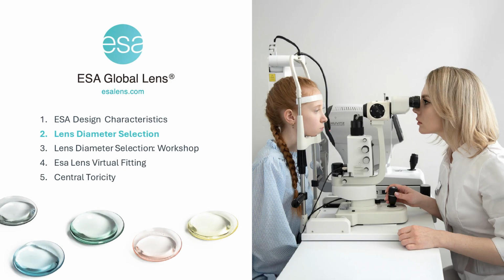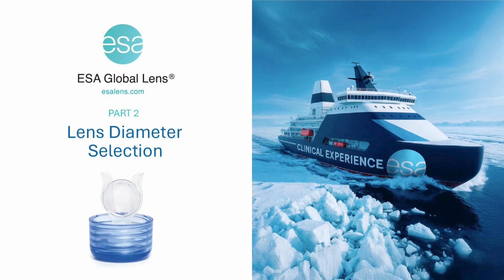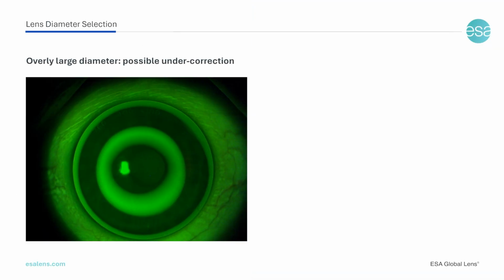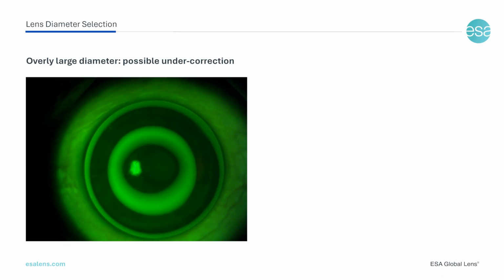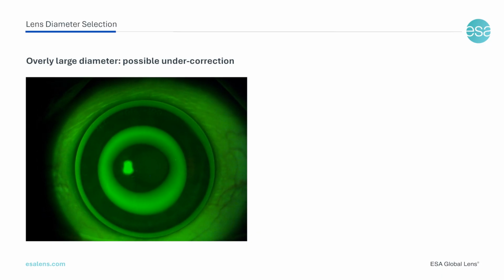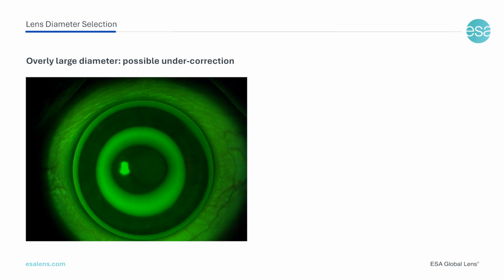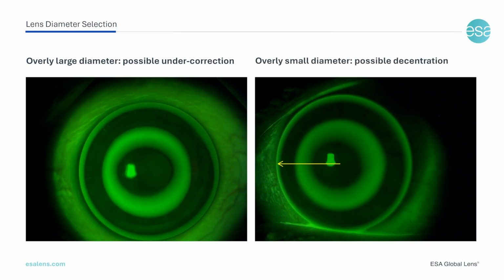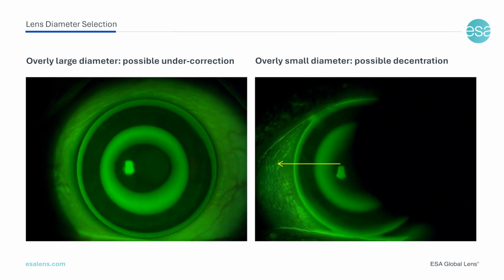The second part of this course focuses on selecting the correct ESA lens diameter, a very important element of the fitting process. Selecting an incorrect diameter will cause the lens to sit on inappropriate areas of the cornea. As mentioned in the first section, an overly large lens diameter can result in an undercorrection. An overly small diameter can result in lateral lens decentration, usually in the nasal direction.